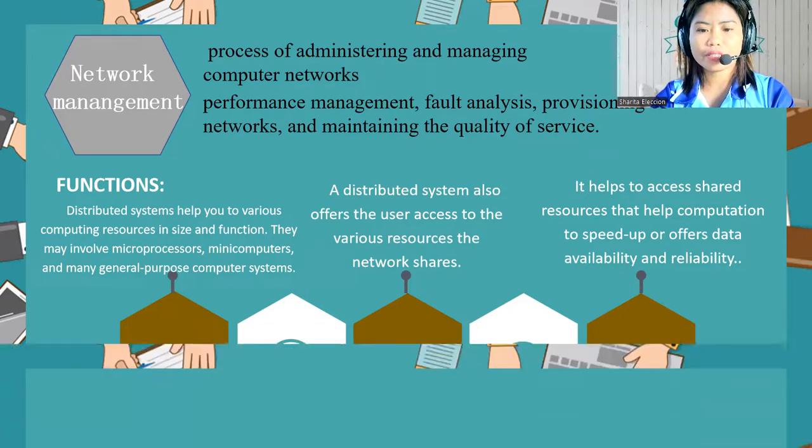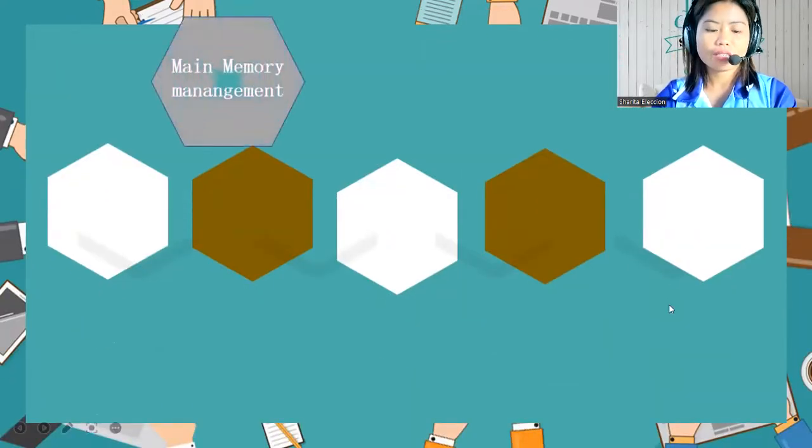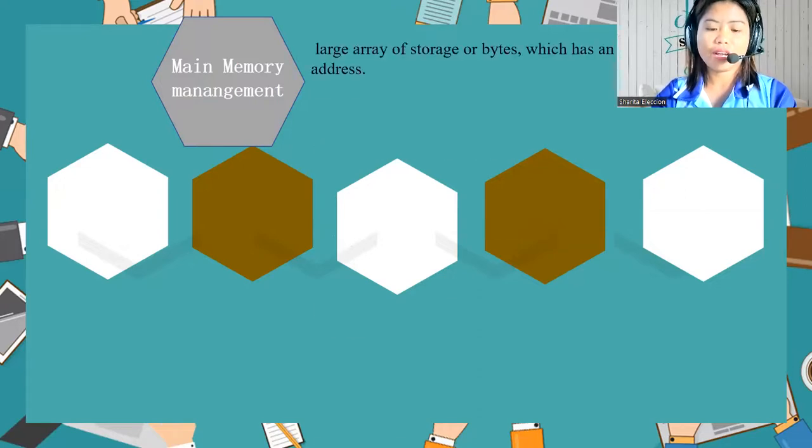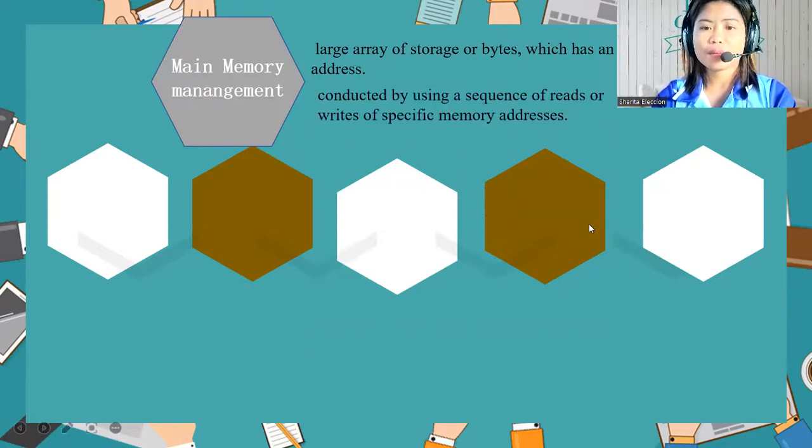Okay, so let's proceed with the next one. The fifth one is main memory management. We all know that the main memory of our computer system is the RAM, random access memory. Main memory is a large array of storage or bytes, which has an address. The memory management process is conducted by using a sequence of reads or writes of specific memory addresses.